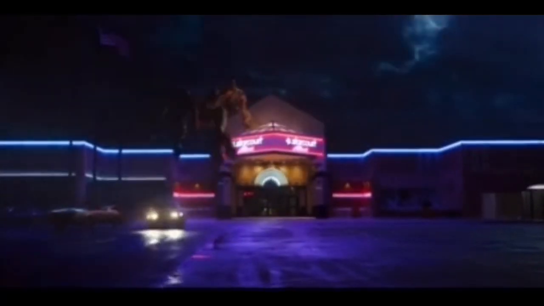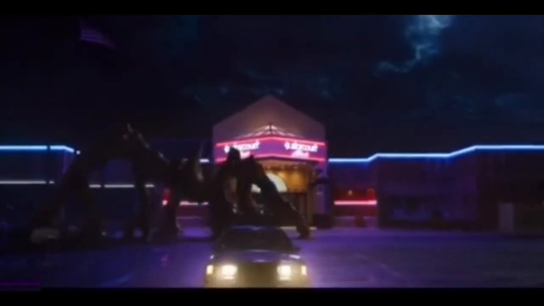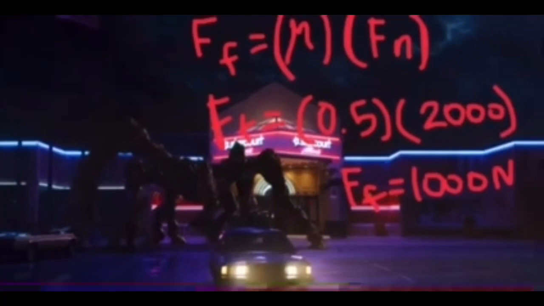In this scene, Steve and Robin are seen driving away from the Demogorgon. The bumpy and broken roads cause them to slow down due to the friction. The variables needed to calculate the force of friction are the coefficient of friction and the normal force. In this scene, the coefficient of friction is 0.5 and the normal force is 2,000. To calculate the force of friction, you multiply the coefficient of friction and the normal force. When you multiply 0.5 and 2,000, you get a force of friction of 1,000 newtons.